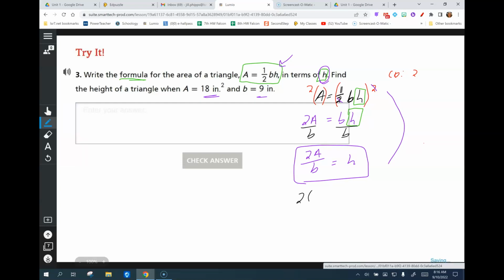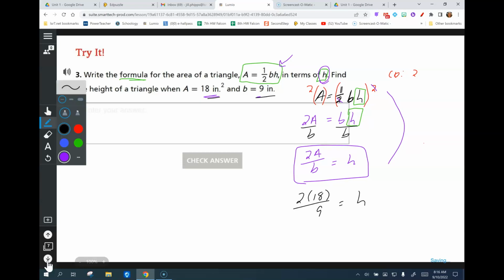So we have a equals 2 times... we're going to plug in a, which is 18. We're going to plug in b, which is 9. And we're going to find out h. So we find out that h is equal to 2 times 18 is 36 divided by 9 is 4. So our height, when they ask for our height, is 4. What are we in? Inches.